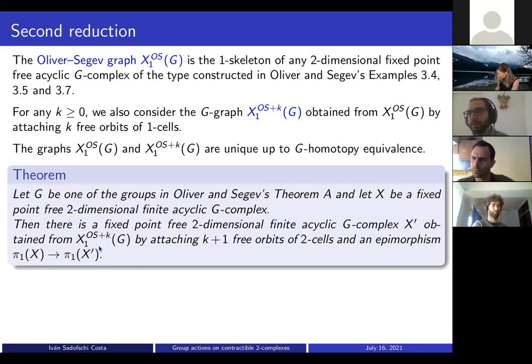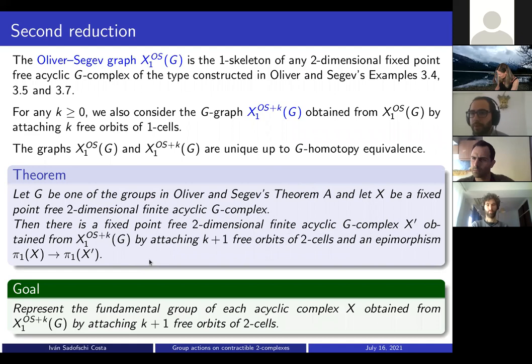So since we wanted to represent this group, it is enough to represent this group in a non-trivial way. So now we must prove that for each of these complexes, which are obtained from this graph by attaching K+1 free orbits of two cells, there is a non-trivial representation in a unitary group. And we must do this for all of the groups in the classification and for each value of K which is greater or equal than 0.